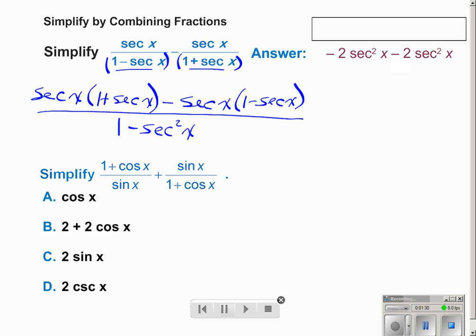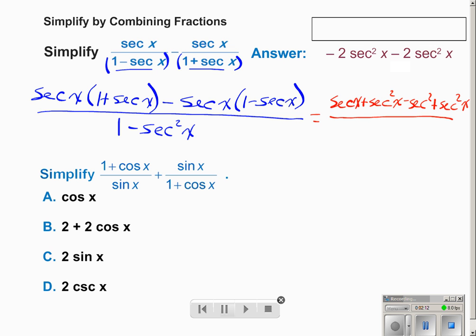Okay, so next step here, we probably want to take this and distribute. So if we distribute, we get secant x plus secant squared x minus secant x plus secant squared x, watch your signs there, over 1 minus secant squared x. Well, that 1 minus secant squared x, I'm thinking there's something up with that, because I remember seeing an identity involving a 1 and a secant squared. I don't remember exactly what it is.